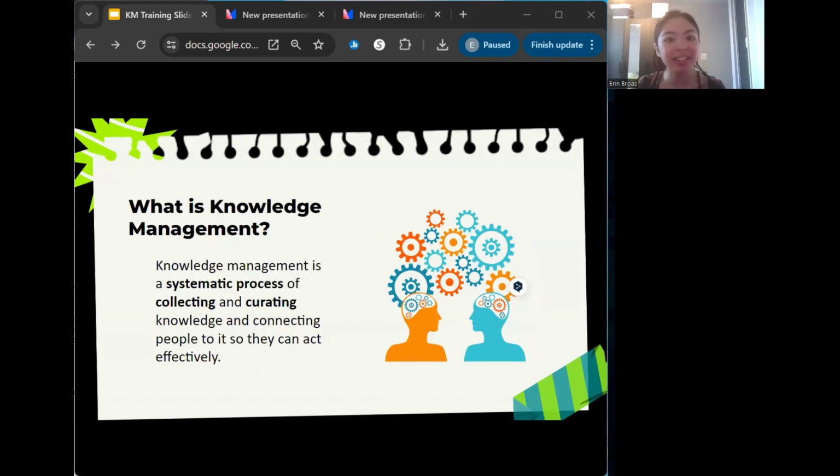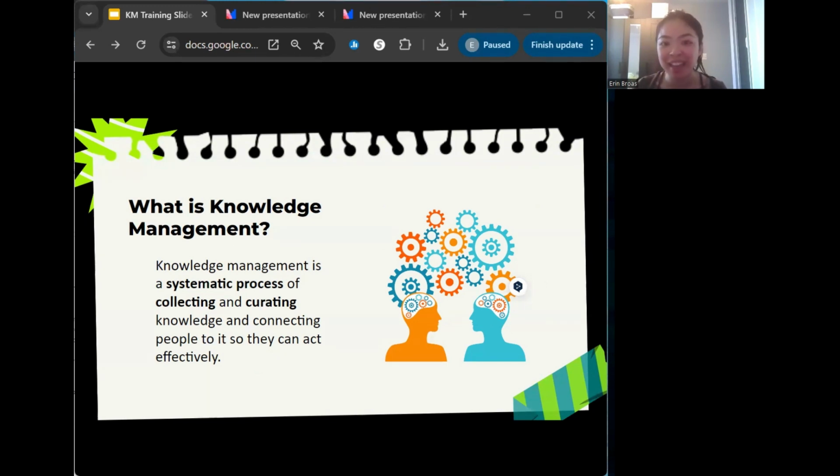So now that we understand knowledge, we ask, what is knowledge management? Ultimately, knowledge management, or KM, means different things to different people, but the definition of KM that we often use is a systematic process of collecting and curating knowledge and connecting people to it so they can act effectively. This definition emphasizes the active process. KM is not just putting information and knowledge into the world, but making sure it's presented in a format that resonates with audiences and that people are not only aware of it, but they're being supported to use it. And it's important to note that this is an intentional process.